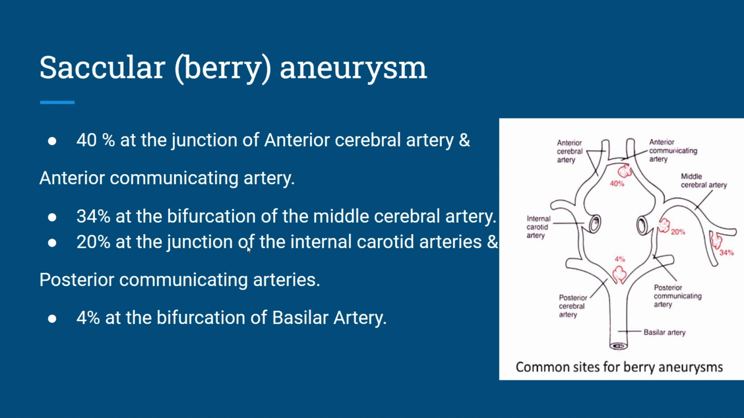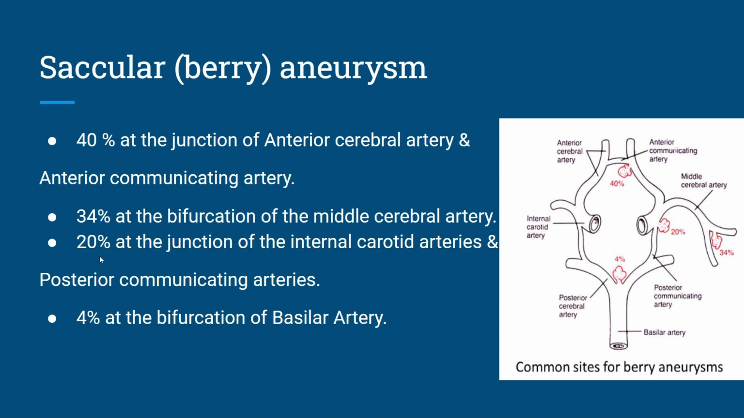The second type of aneurysm can be caused, at 34%, at the bifurcation of the middle cerebral arteries. You see the middle cerebral artery arises from the internal carotid artery, and you see here that it bifurcates. 34% of the aneurysms are caused at this junction.